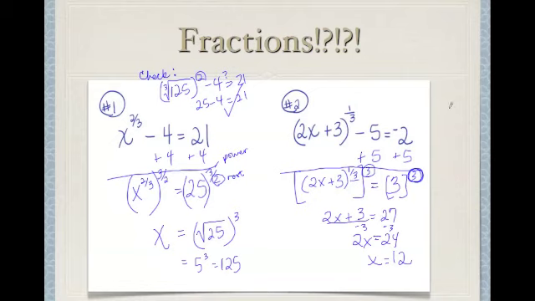Now to check my work, I'll put 12 in for x, so that's 2 times 12 is 24 plus 3, and that's to the 1/3, or the cube root, and the cube root of 27 is 3, so 3 minus 5 does equal -2.